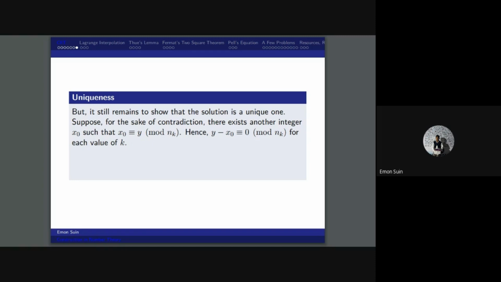So we can say that y minus x naught is congruent to 0 mod nk for each value of k. It is very important that we have this for each value of k, from n1, n2, and so on to nr. Each value will divide y minus x naught. And that means what? The product will also divide this y minus x naught. Because why? Because the GCD of ni and nj will be 1.